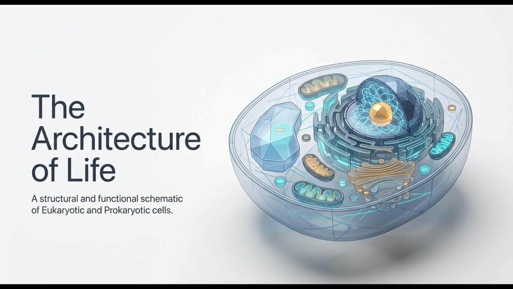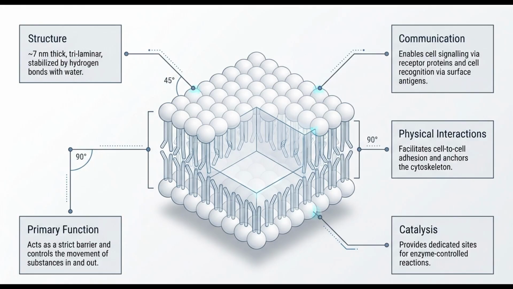Okay, so let's begin. Start with the structure of the cell surface. The cell surface membrane is also known as the plasma membrane. It is an extremely thin structure, approximately 7 nanometers thick. It consists of a phospholipid bilayer with the hydrophilic phosphate heads facing the aqueous environment inside and outside the cell. So what does it have? It has a phospholipid bilayer.